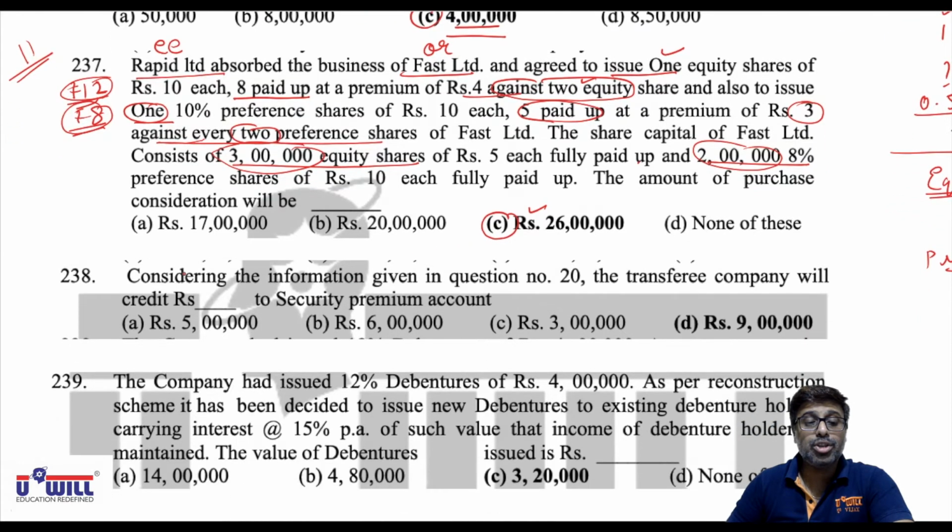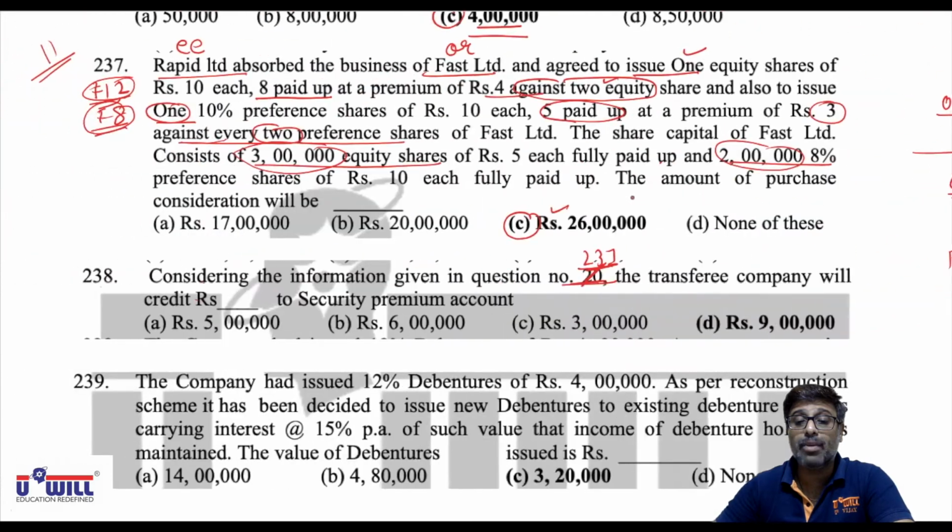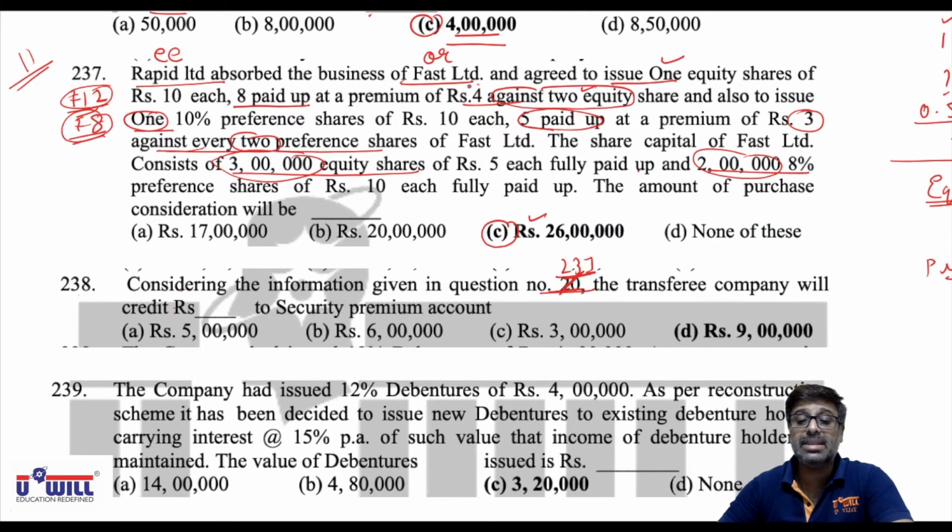Okay. Question 238 is also based on question 237. Considering the information given in question 20, 20 means it was the 20th question of that particular semester exam. Here 20 means you can say the 237th question. The transferring company will credit what amount to securities premium? Okay, understand this. 1,50,000 equity shares at 12. In that, what is the premium? 4 rupees is the premium.